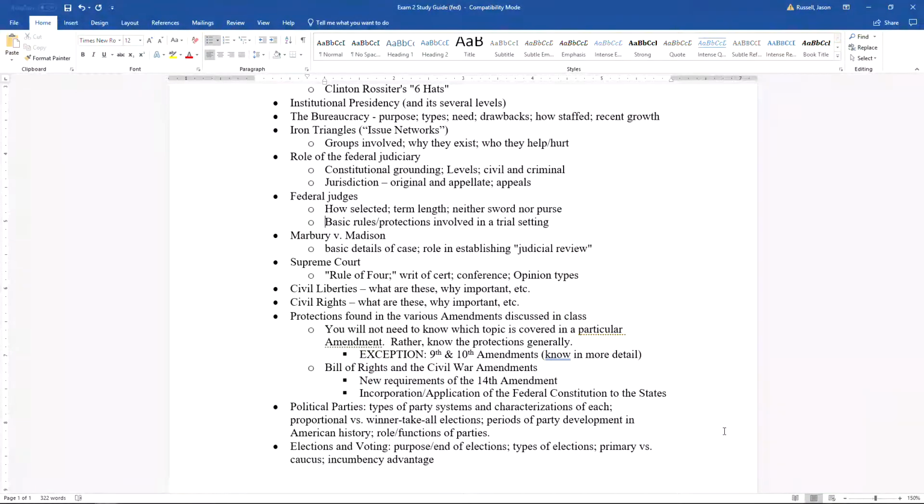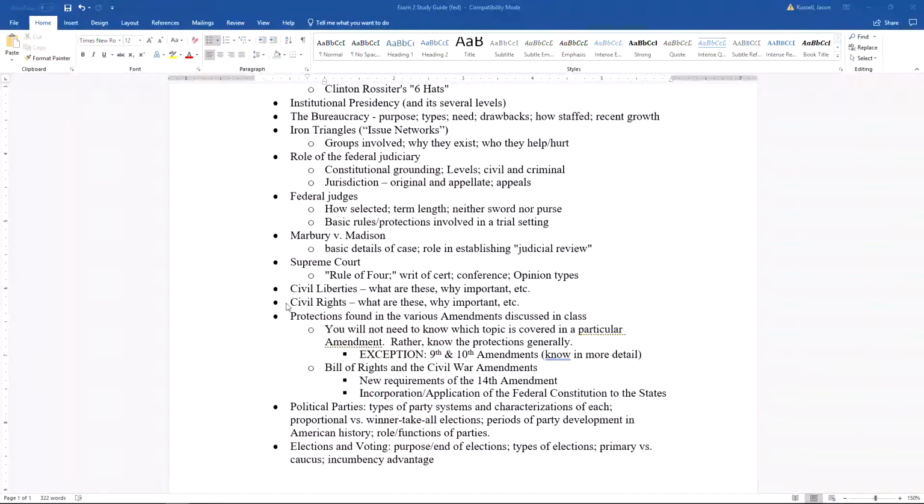Looking more specifically at the Supreme Court, I've got a few items here, so I have an idea of what each of these different ideas are. So rule of four, writ of certiorari or writ of cert, the conferences, and then the different types of opinions that the Supreme Court can issue.